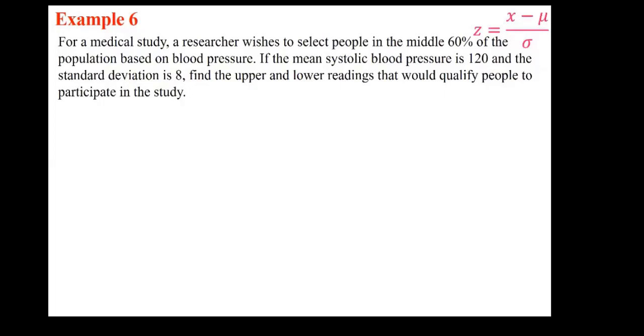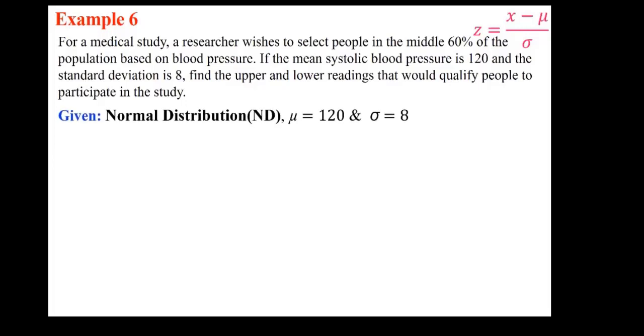For a medical study, a researcher wishes to select people in the middle 60% of the population based on blood pressure. If the mean systolic blood pressure is 120 and the standard deviation is 8, find the upper and lower readings that would qualify people to participate in the study. Normally distributed. Mu is 120. Sigma is 8. We want the middle 60%.